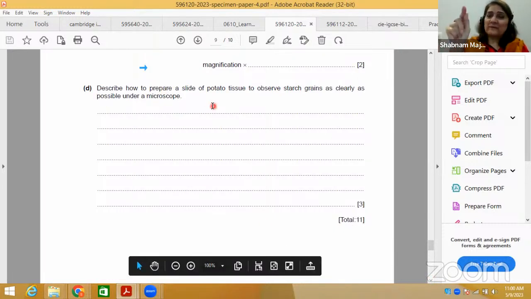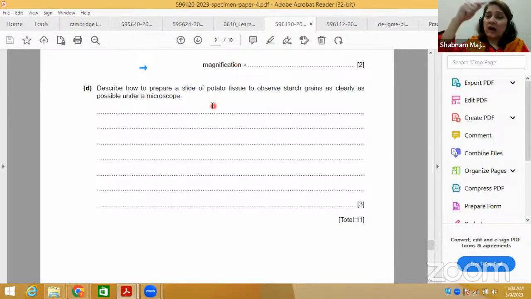Your first topic now, IGCSE O levels: how to prepare a slide of animal and plant. Very important. You must know those steps. How to take a sample. You cut it. Then how to place that sample on a slide. You put it on top, and then drop by drop you add iodine or methylene blue, whatever type of stain you are using.